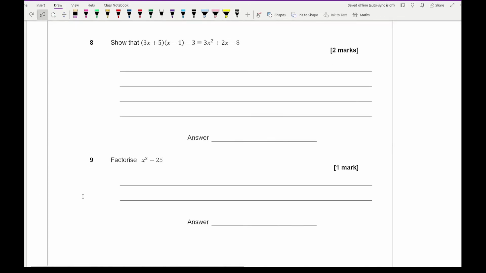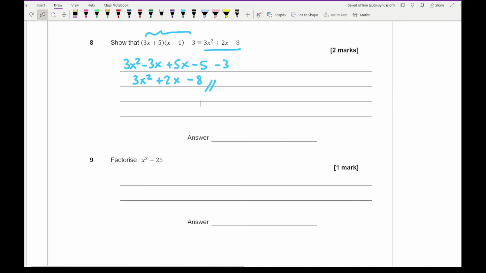Moving on to question 8, it says show that. So here we've got an identity question. So all we want to do is expand and simplify this left hand side. So doing that, we get 3x squared minus 3x plus 5x minus 5 minus 3. So then collecting the like terms, we're at 3x squared plus 2x minus 8, which is exactly what we wanted to prove. And there is my final answer.